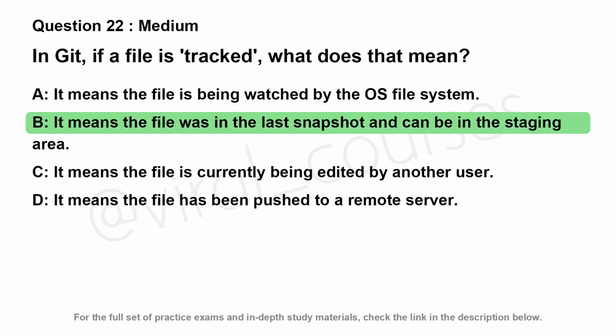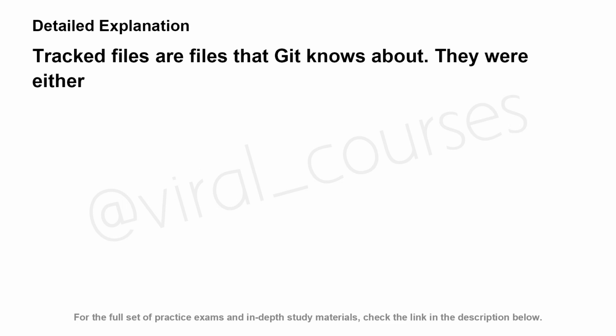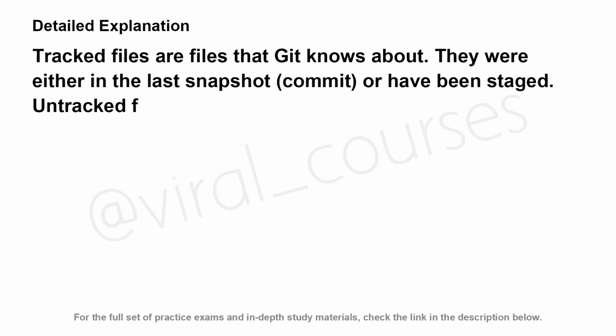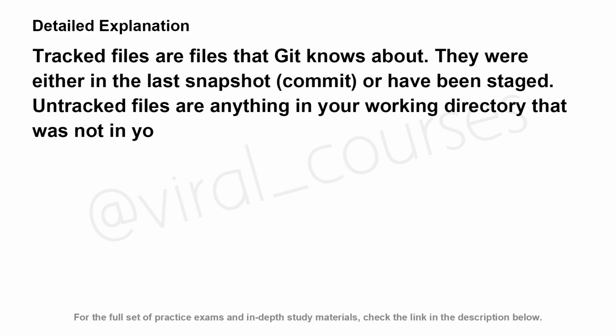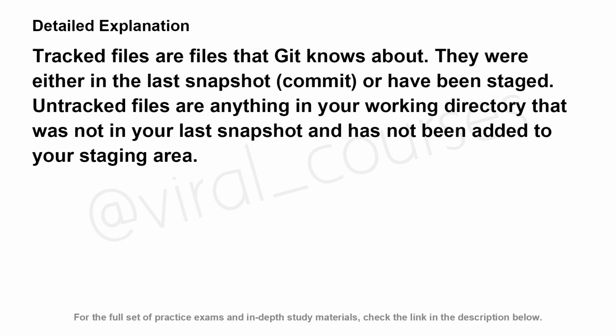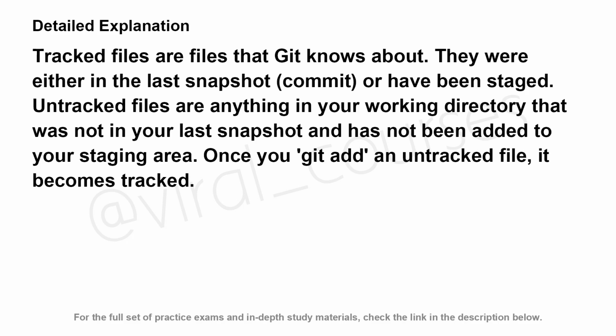The correct answer is B. Tracked files are files that Git knows about. They were either in the last snapshot, commit, or have been staged. Untracked files are anything in your working directory that was not in your last snapshot and has not been added to your staging area. Once you git add an untracked file, it becomes tracked.